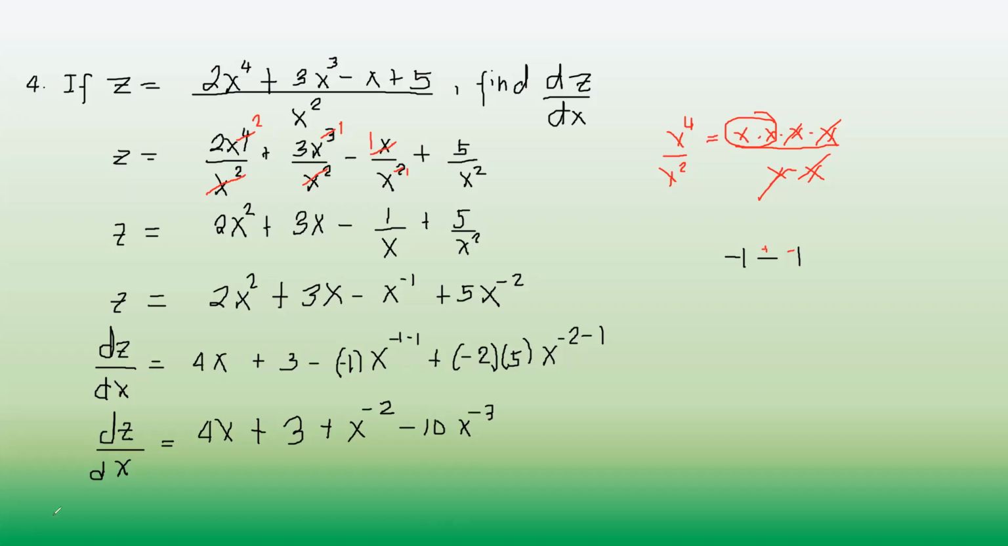And when simplified, pag nawala ang mga negative exponent, dz over dx is simply equal to 4x plus 3. Mababago to, ano? 1 over x squared, positive 2. Minus 10 over x raised to positive 3. So, we have 4x plus 3 plus 1 over x squared minus 10 over x cubed as the derivative of z with respect to x.